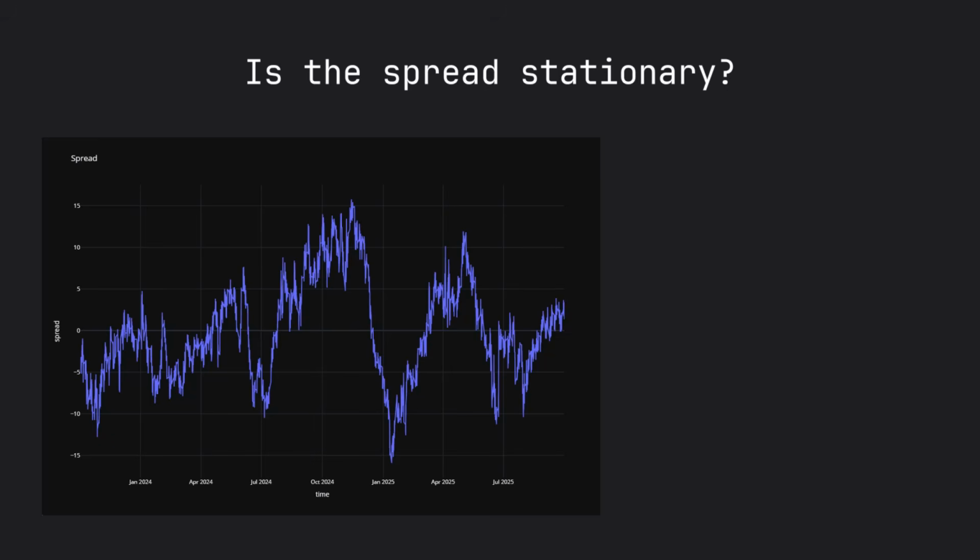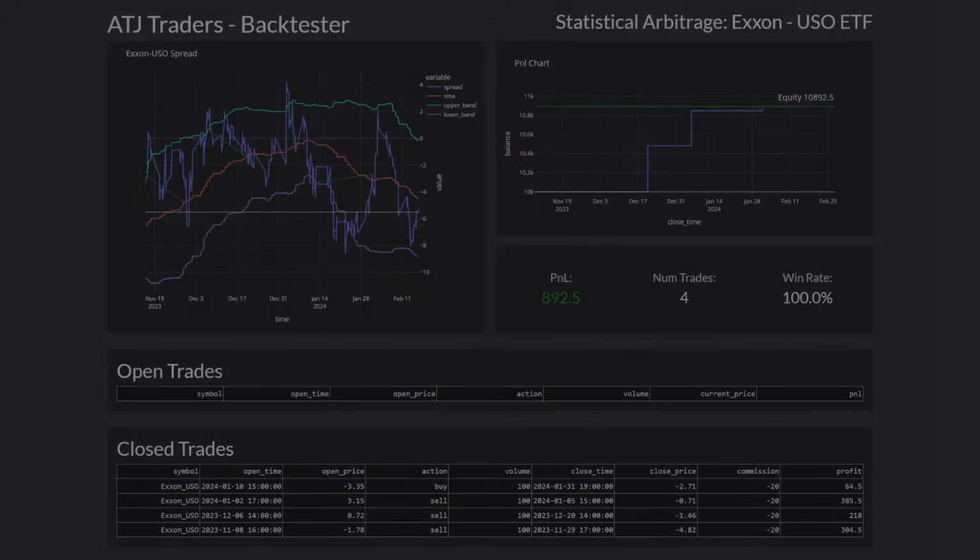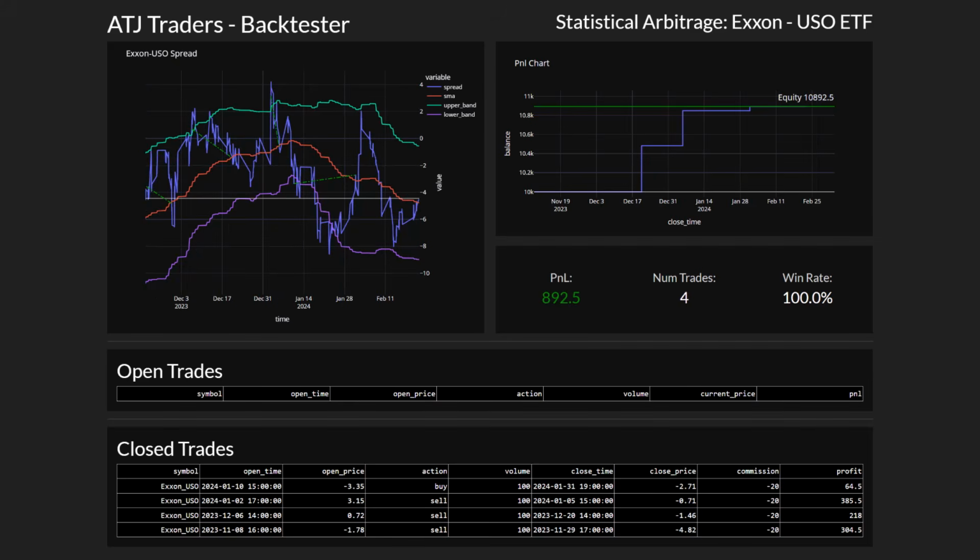But before we can do that, we want to check whether the spread is mean reverting or, in other words, stationary. By running the ADF test on the time series, the results suggest that Exxon and USO are co-integrated. Let's now run a backtest simulation using Bollinger Bands.